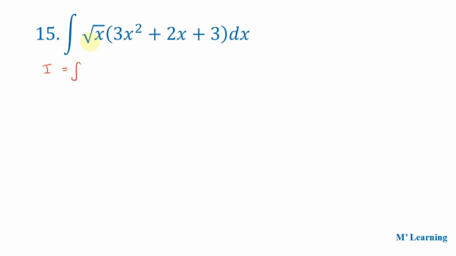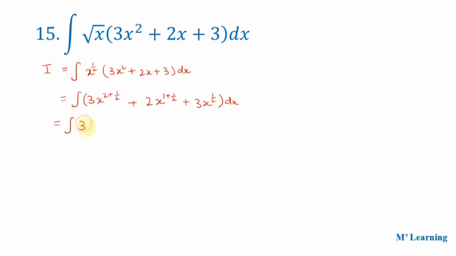Now let's see question 15. Integration of root x, which can be written as x to the power half, times 3x square plus 2x plus 3. So just multiply all the terms with x to the power half. You will get 3 x to the power half into x square. जब बेसिस सेम होते हैं तो पावर ऐड हो जाती है. So it will become x to the power 2 plus half, plus 2 x to the power 1 plus half, plus 3 x to the power half, whole dx.